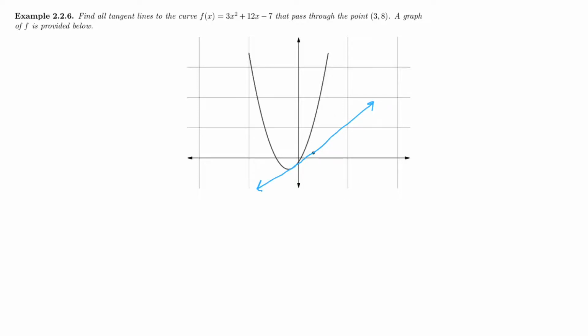But it's kind of like you have a tangent line and it needs to pass through this point right here. This is the point 3, 8, which is not very accurate looking from the picture because it's all stretched out, but that's the point 3, 8. Right? We want to find all tangent lines to this curve that pass through this point here.